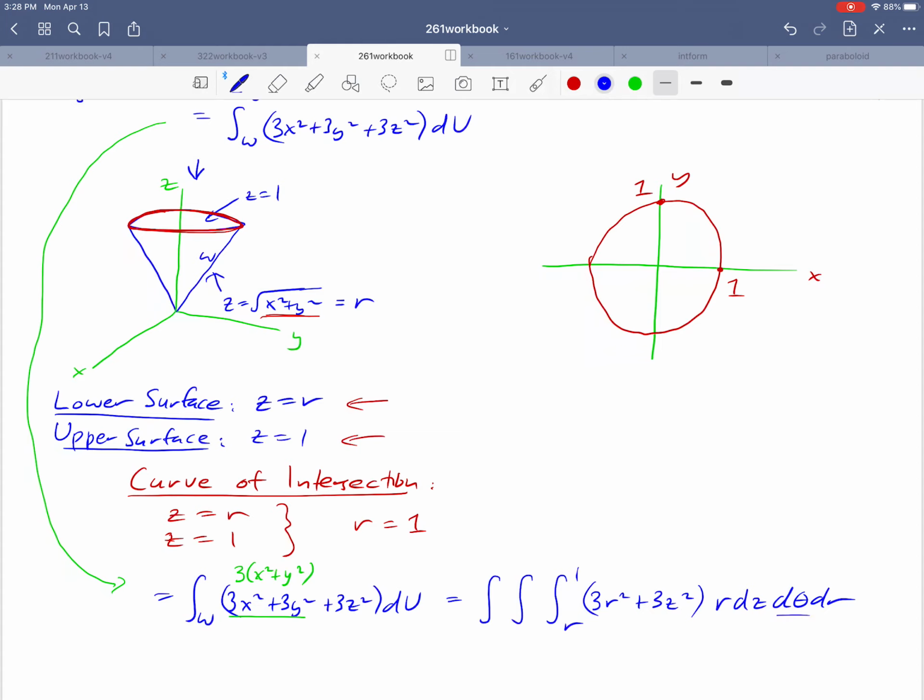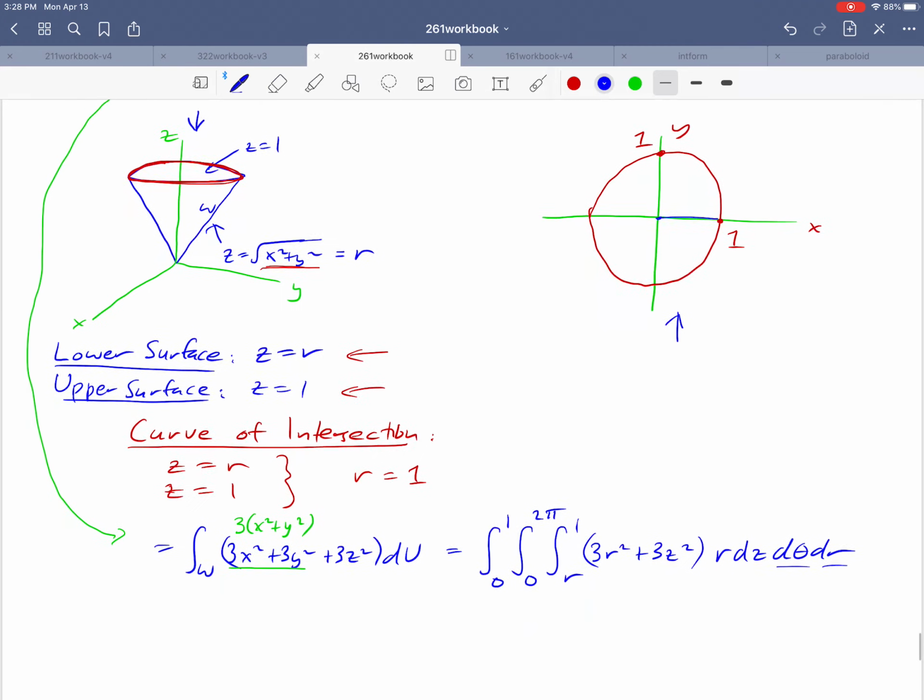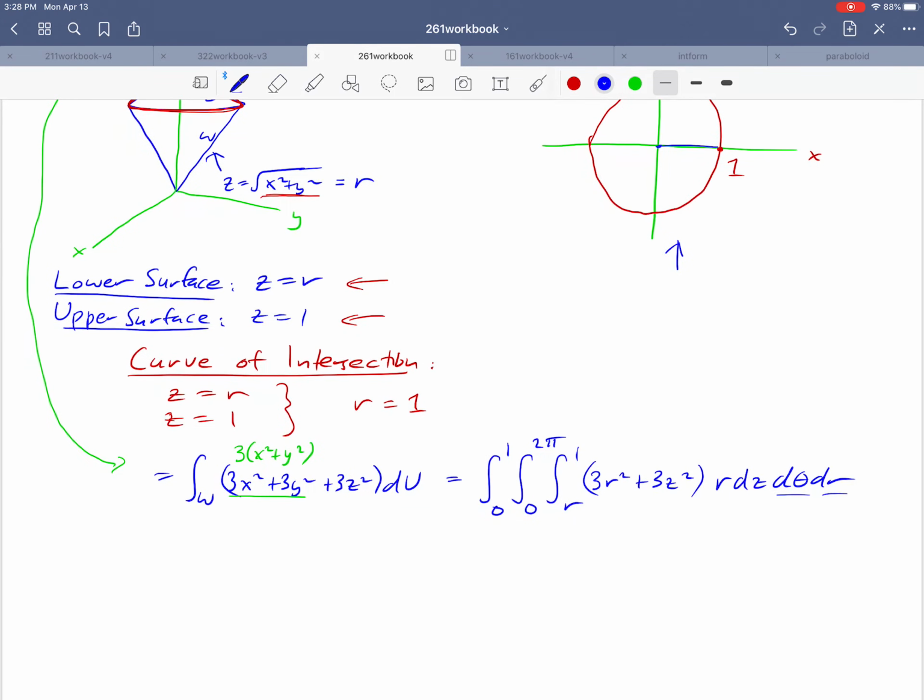Okay, and what about the theta and the r limits? Well, they're going to come from our projection picture over here. That's a perfect circle that we're integrating over, so we're going all the way around, which means that our theta limits are 0 to 2 pi. And what about the r limits? Well, we can see from the picture that the radius of the circle is 1, so that's going to go from 0 to 1. Okay, there's the triple integral that we need to do to finish our problem here.